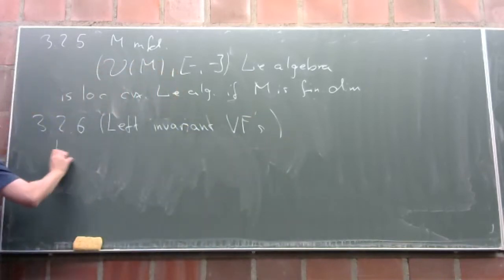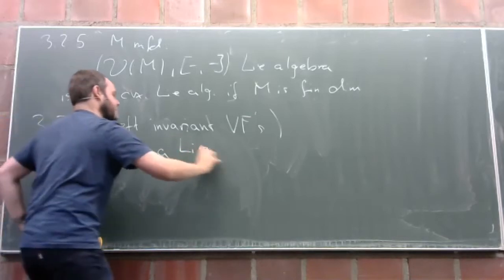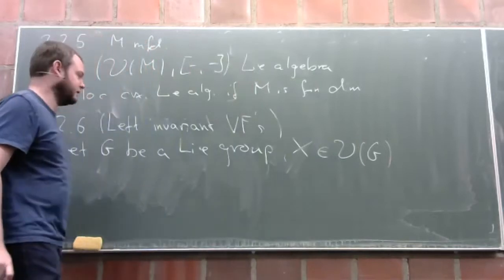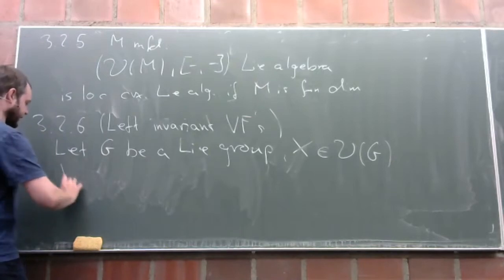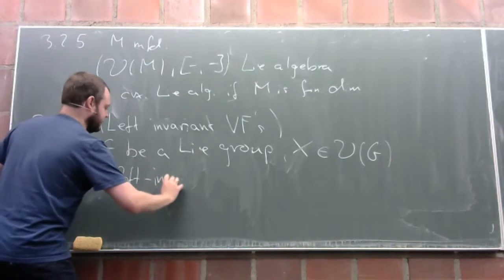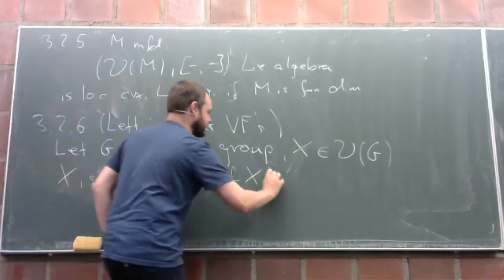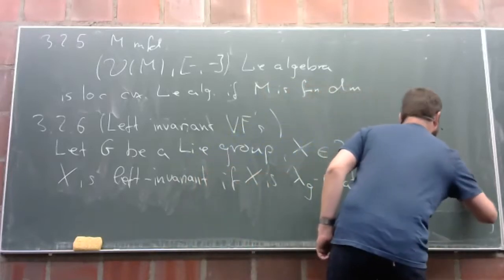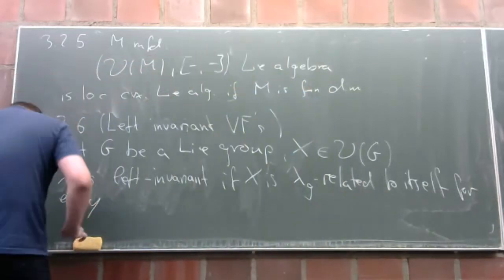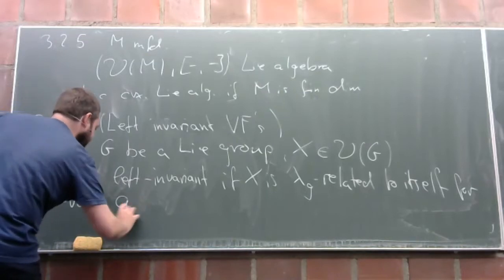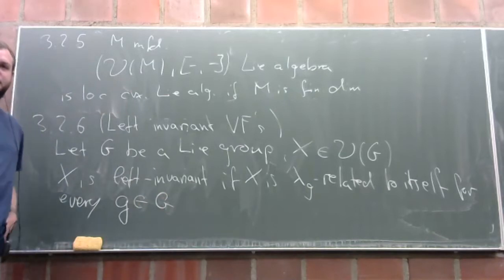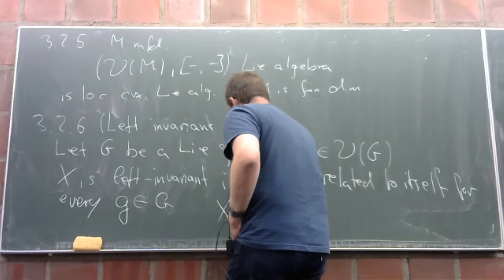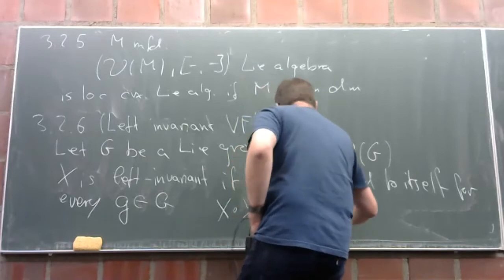And so the setting is as follows. We consider a Lie group. Typically our Lie groups of interest will be infinite dimensional, but okay. We take a vector field X on the Lie group, and we say X is left invariant if X is lambda g related to itself for every g in the Lie group. Let me write out what this relatedness condition means here. Lambda g related to itself means X composed with lambda g should be the same as the tangent of lambda g composed with X.